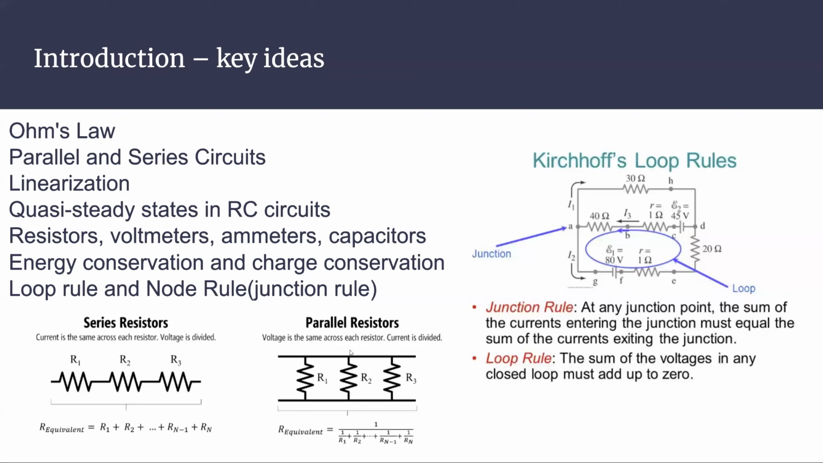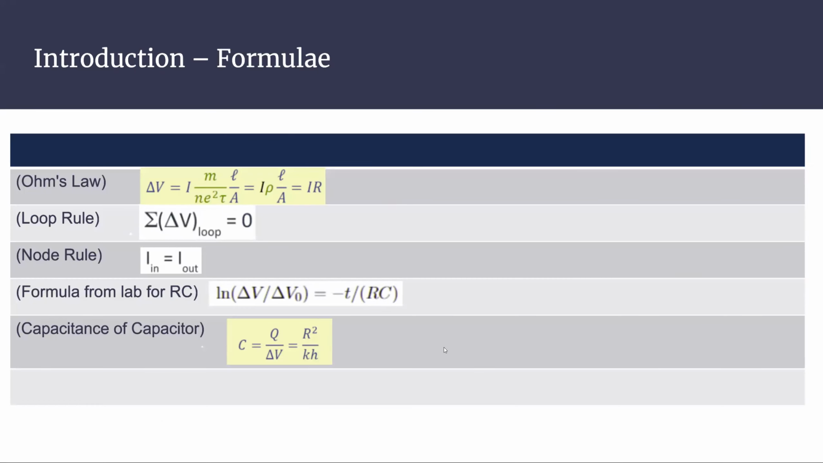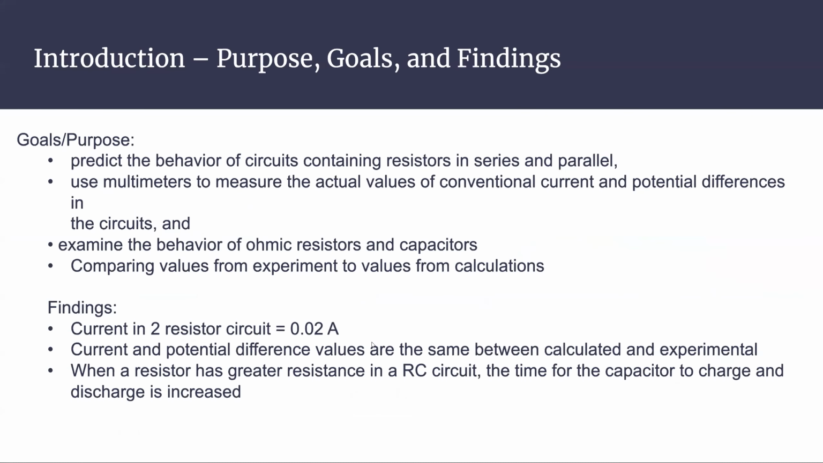And then the loop rule is the sum of the voltages in any closed loop must add up to 0, and the node rule is at any node point, the sum of the currents entering the junction must equal the sum of the currents exiting the junction. You can see that in the diagram. Introduction formulas: Ohm's law, loop rule, node rule, formulas from the lab for RC and capacitance of a capacitor.